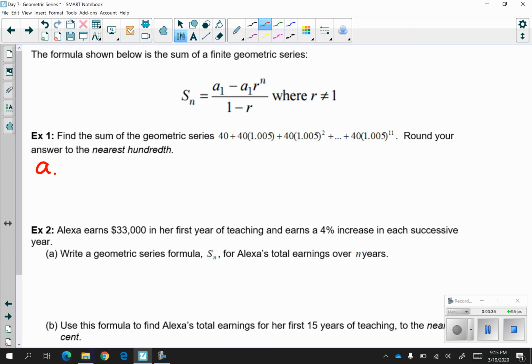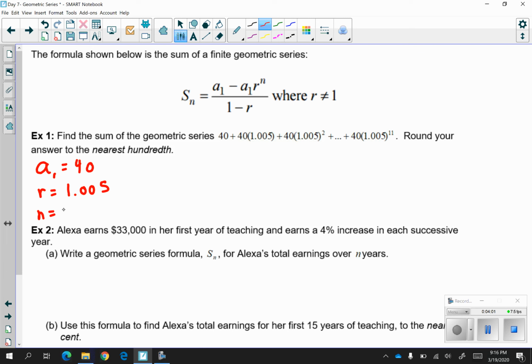We have the first term is 40. We have that r is what you're multiplying each term by, which in this case is 1.005, so we know it's increasing by 0.5%. And then you have to find the number of terms. Can you see how many there are? The answer is not 11.